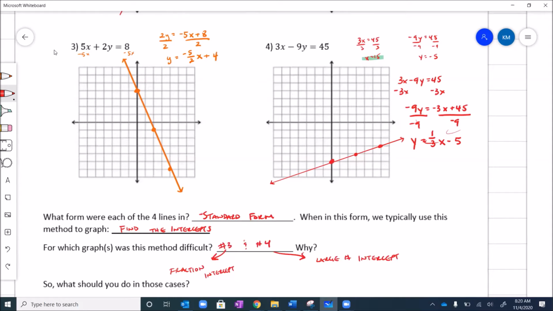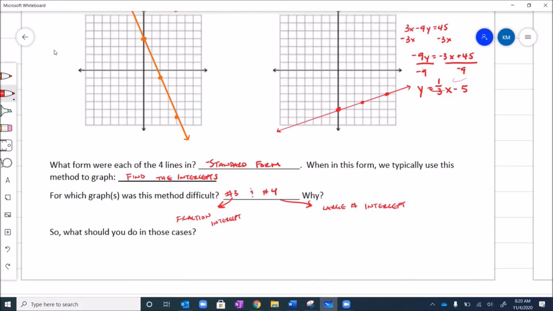And so in those cases, what should we do? Use slope-intercept form. That means we need to solve for y to put it into the form y equals mx plus b. When you solve for y, it will be in slope-intercept form.